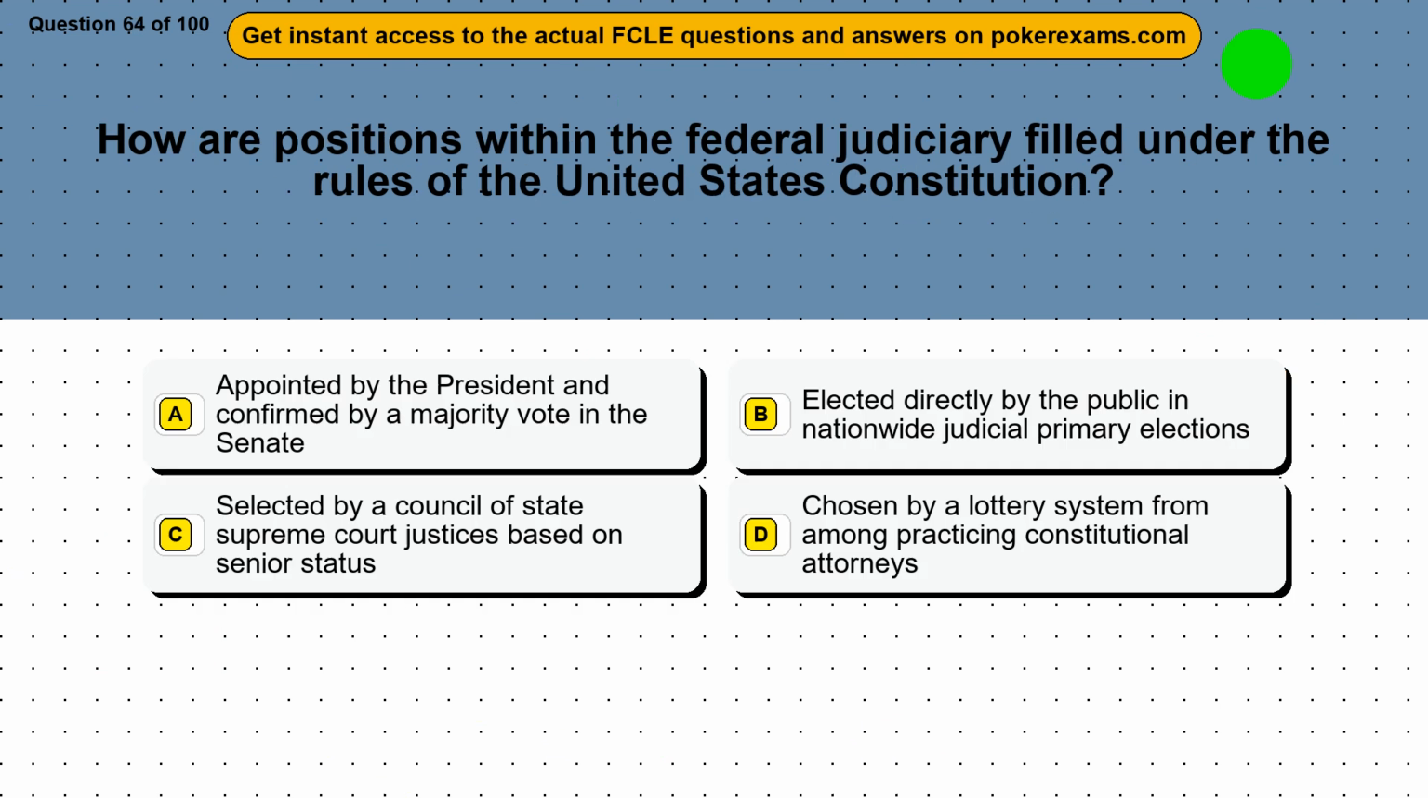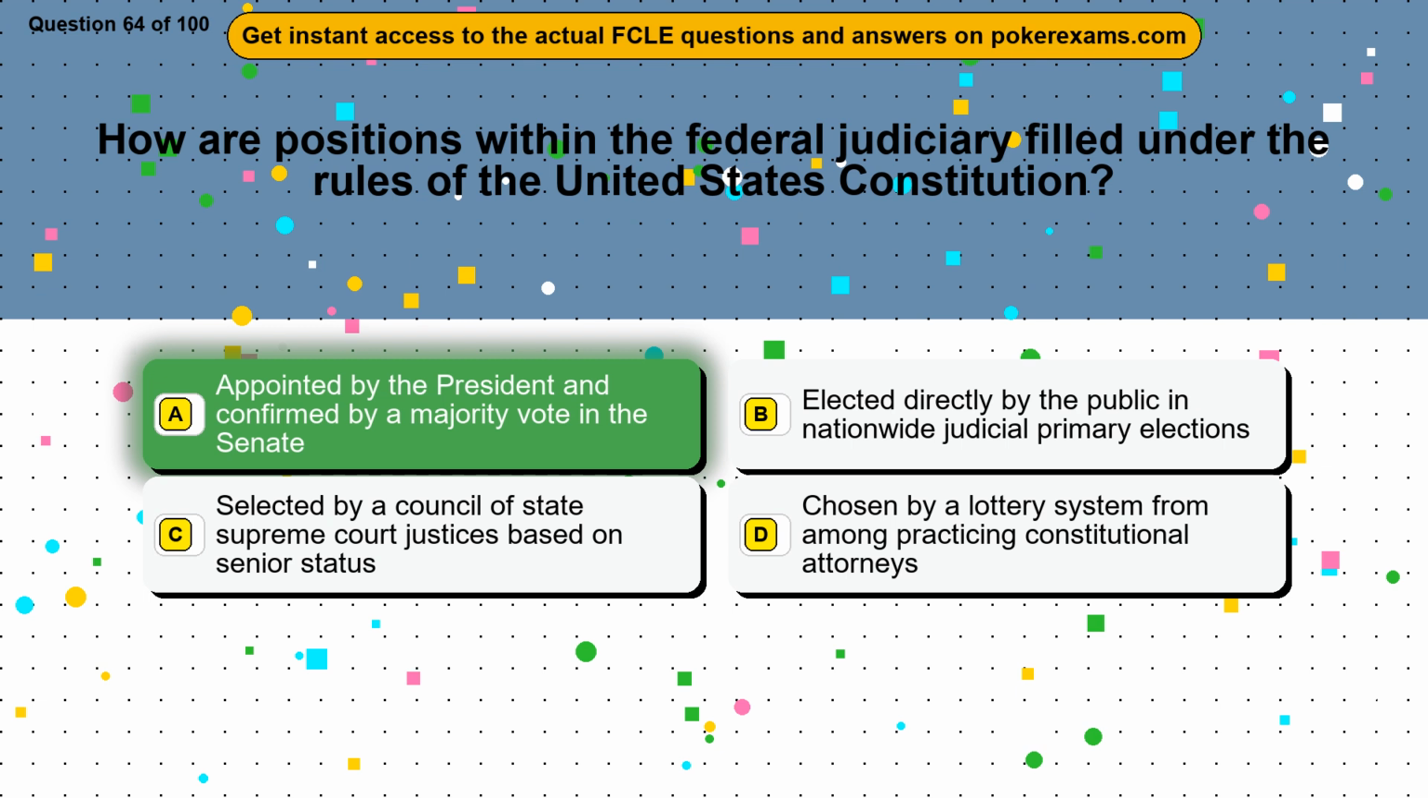Question 64. How are positions within the federal judiciary filled under the rules of the United States Constitution? Option A, appointed by the President and confirmed by a majority vote in the Senate. Option B, elected directly by the public in nationwide judicial primary elections. Option C, selected by a Council of State Supreme Court justices based on senior status. Option D, chosen by a lottery system from among practicing constitutional attorneys.